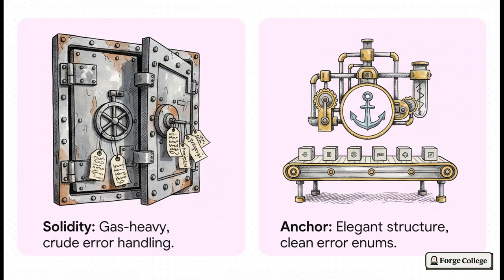Over in the Anchor ecosystem, things are much more elegant. Anchor utilizes program-level Result returns and defines custom errors using an error_code macro. So instead of just shouting a raw text string into the void, you're passing back a highly structured error variant.